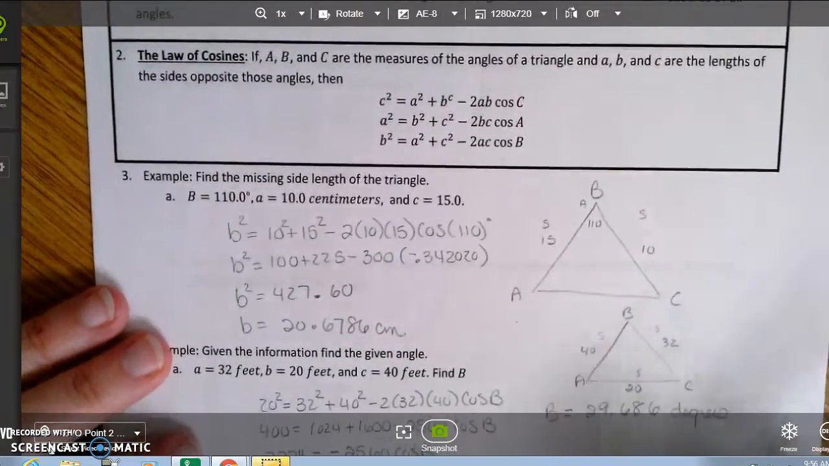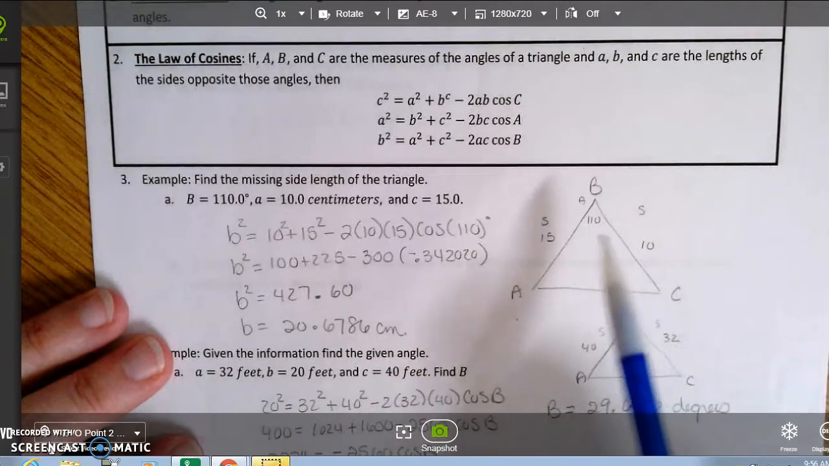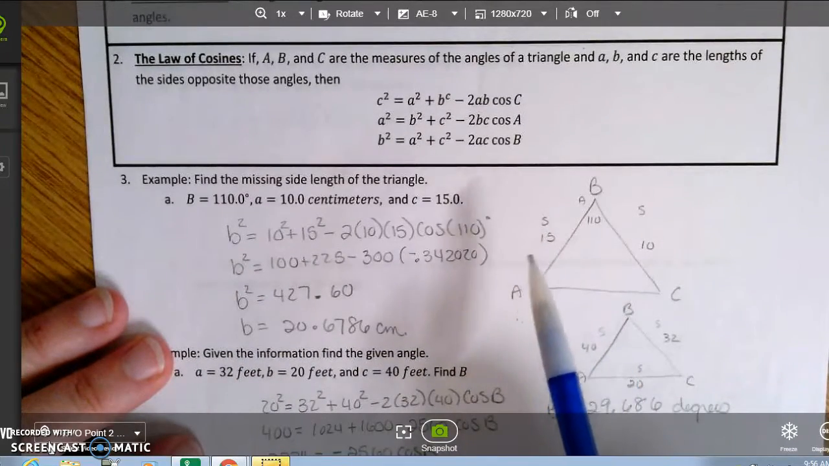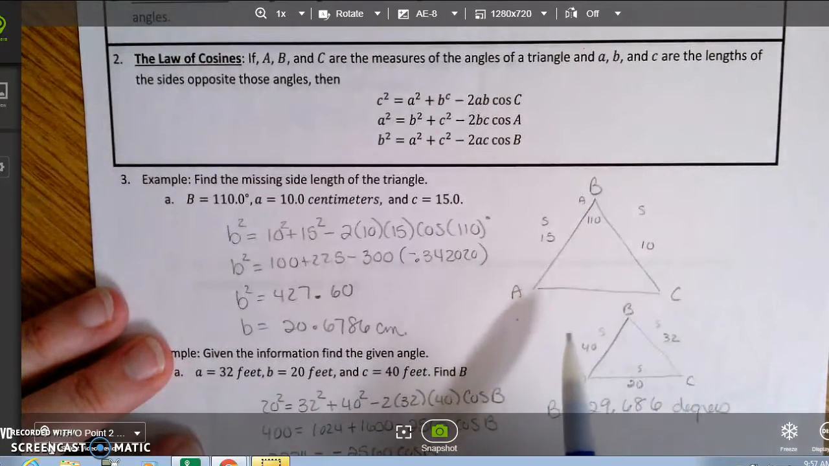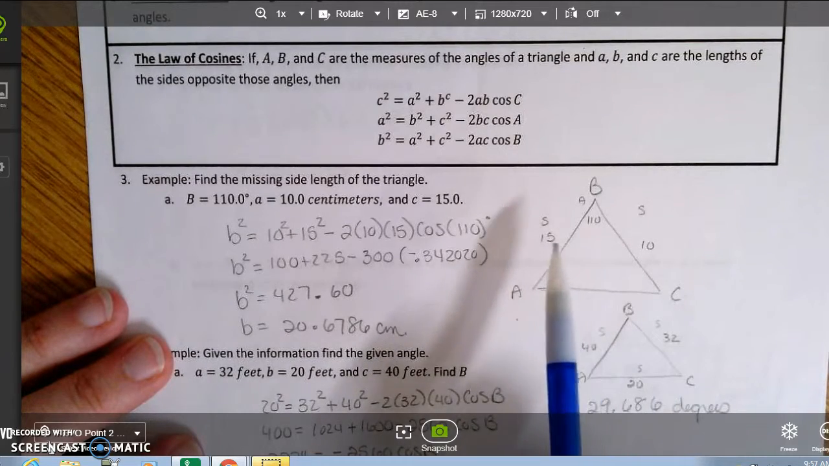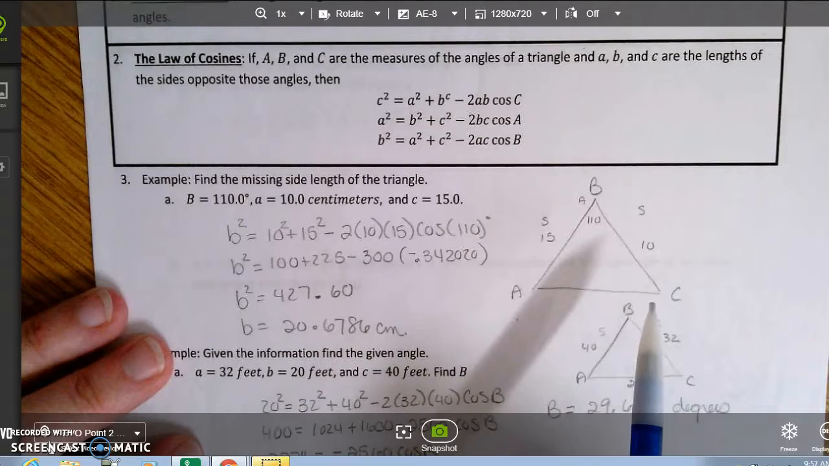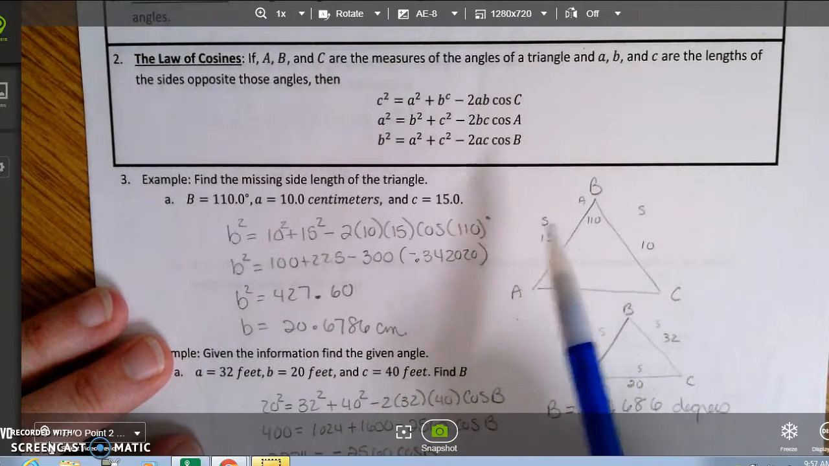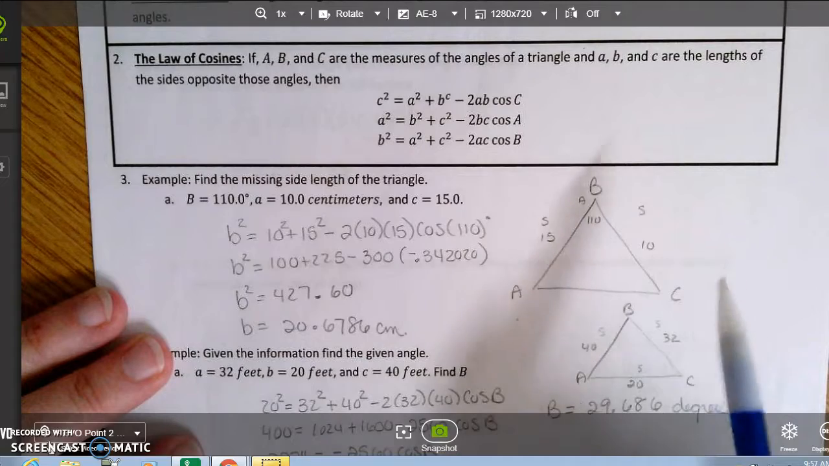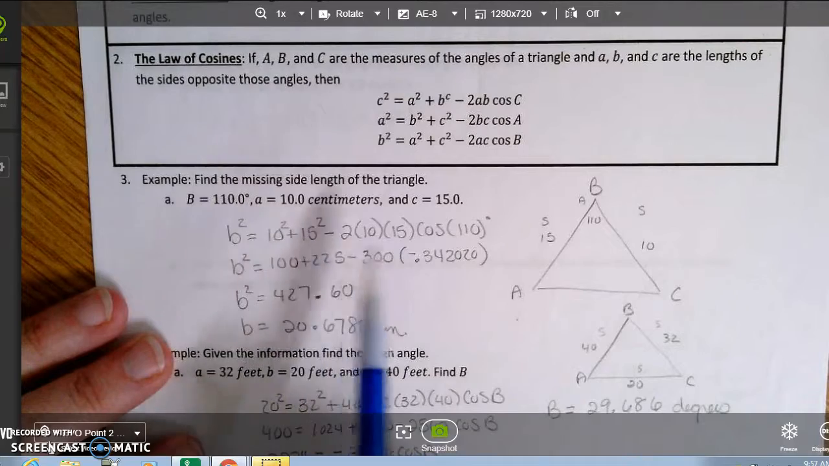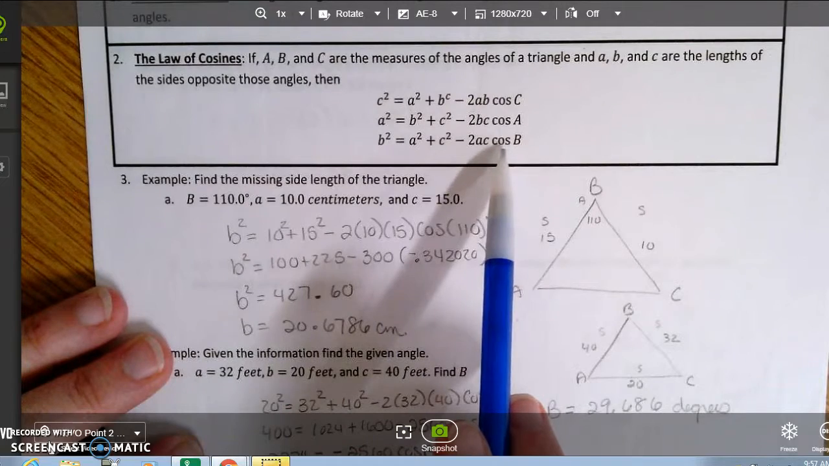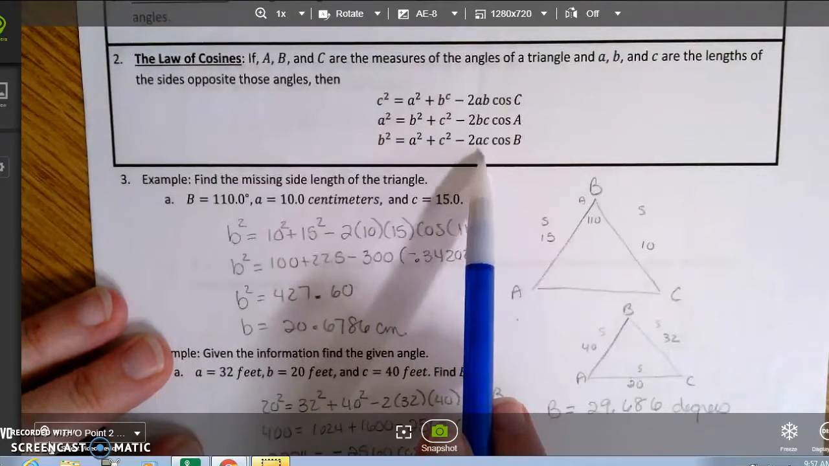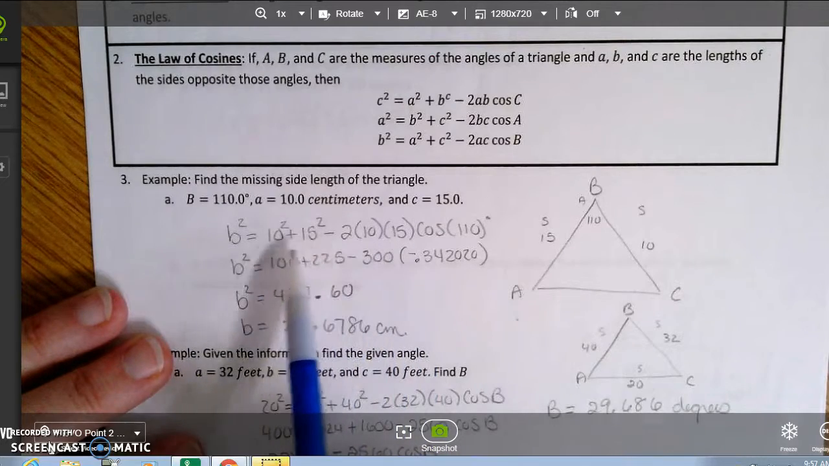So the first example you see on your paper says angle B is 110 degrees, side A is 10, so that would be opposite angle A, and side C is 15, so that would be opposite angle C. So this is what we refer to as a side-angle-side triangle. So that's what the S and the A stand for. So I can use one of my formulas. Since I've got angle B, I can use this formula with angle B, and I know A and C, so I can substitute in all this information that I have.